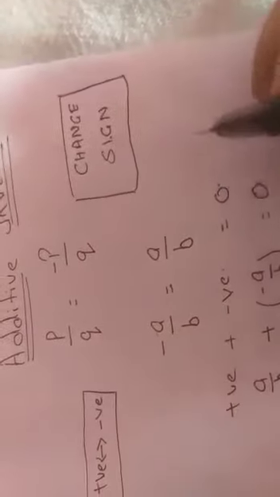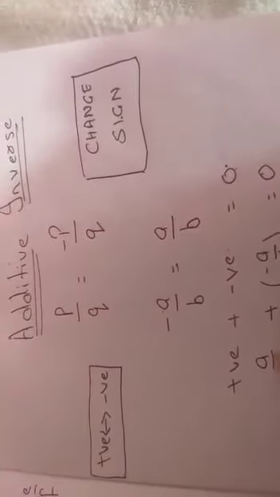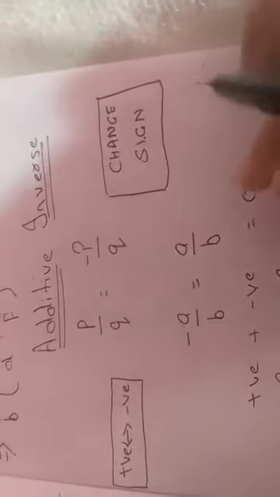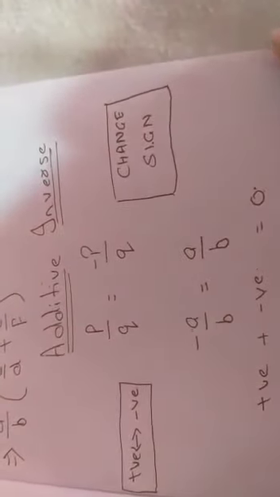So in additive inverse, 0 is the identity, because if we add a positive and a negative number, we will get 0, the sum. Now a by b plus minus a by b means adding a rational number and its additive inverse will give us 0. Therefore, 0 is called the identity for the addition of rational numbers.